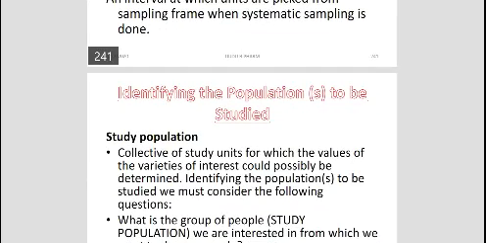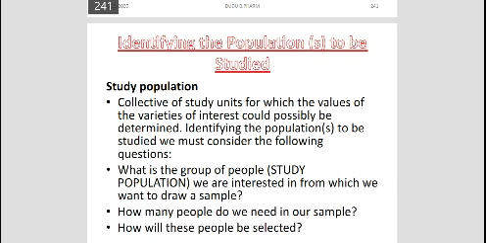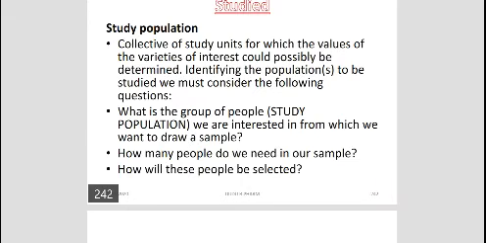Identifying the population to be studied. Study population: the collective of study units for which the value of the variables of interest could possibly be determined. In identifying the population to be studied, we must consider the following question. What is the group of people, the study population, we are interested in from which you want to draw a sample? For example, you may have a population of tongue ruler and non-tongue ruler. Are we getting the concept?